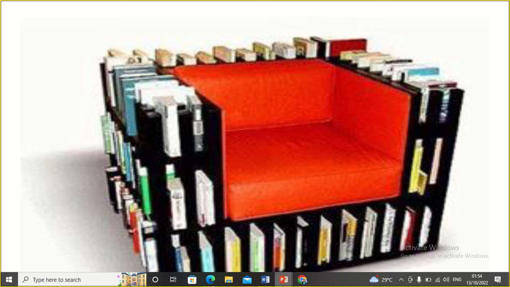So, one more example: in this sofa, design thinking is applied. How come? You can see here the books are kept in the four corners, on the four sides of the sofa. So it gives comfort to the readers.